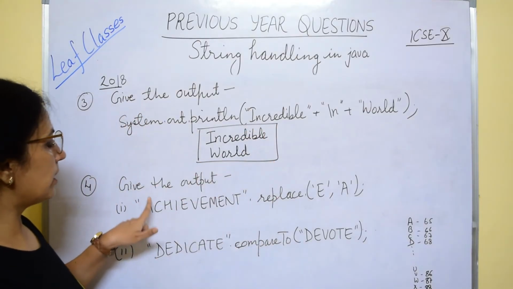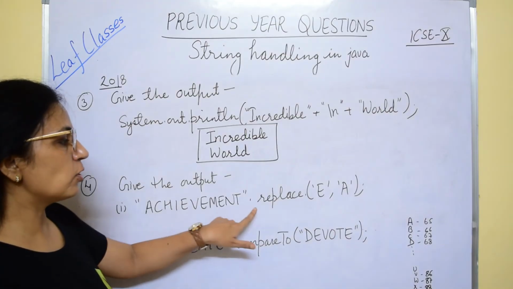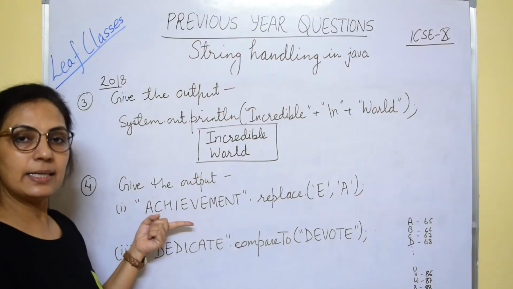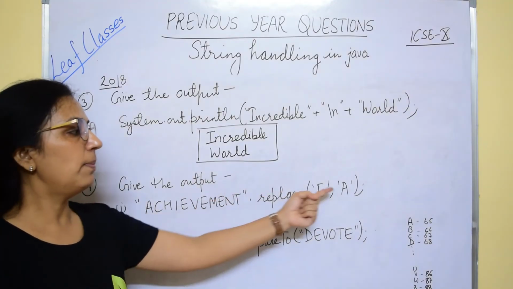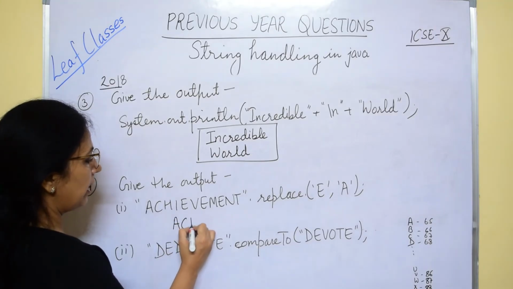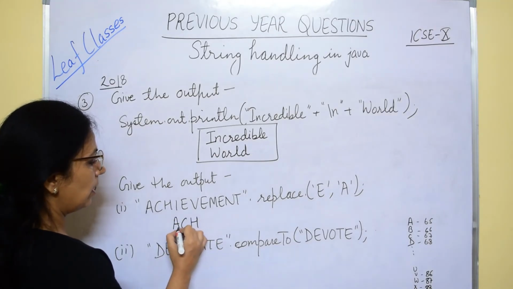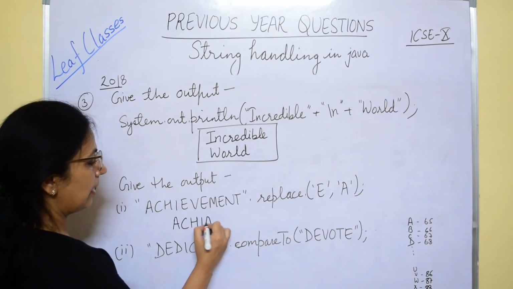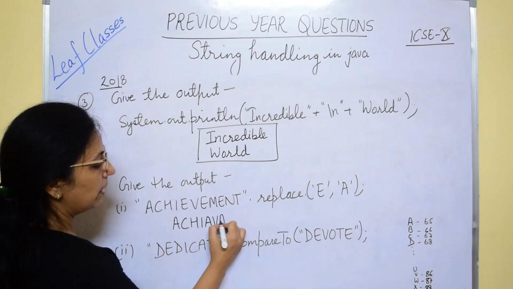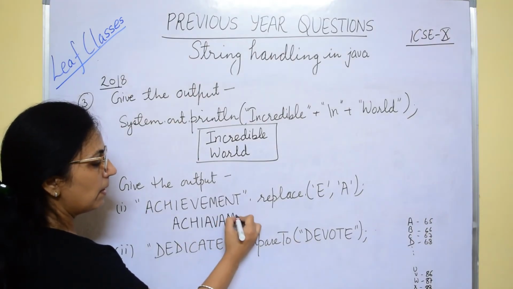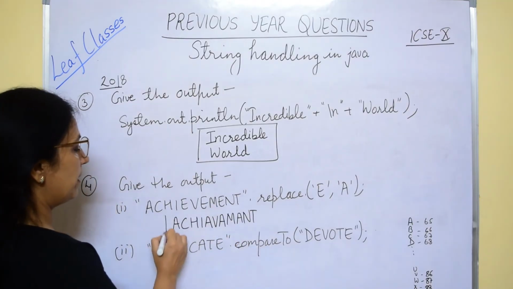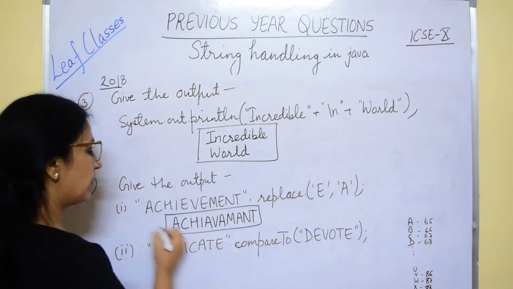The next question is give the output: achievement dot replace E, A. So wherever letter E is there, it will be replaced by letter A. So the output will be ACHIA. This E will be replaced by A. V, again E will be replaced by A. M, again this will be A. N, T. So this will be the output of this function.